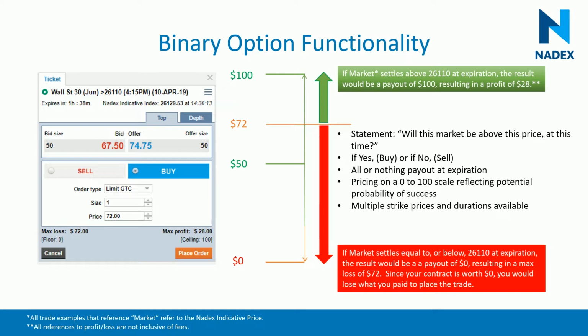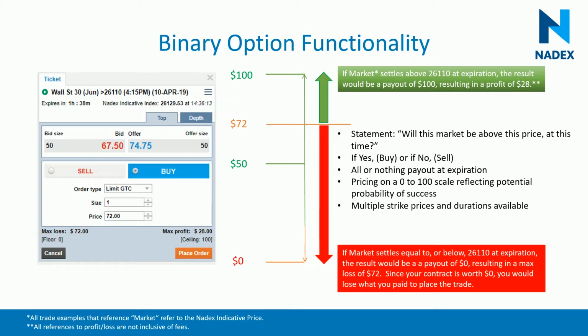The pricing is based on the probability, or the perceived probability reflected in the market, of whether that binary option will finish what we call in the money, or greater than the price level. With a binary option, it has to finish greater than the strike level. The strike level in this case being greater than 26,110, right? So it has to be greater than that.